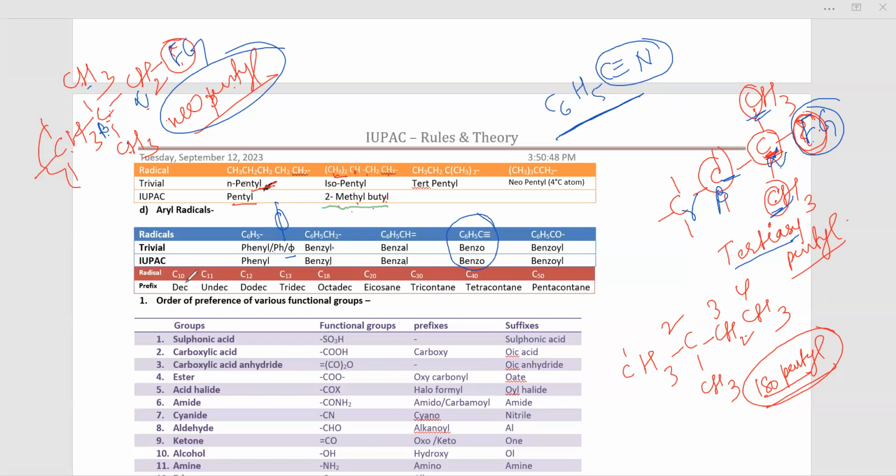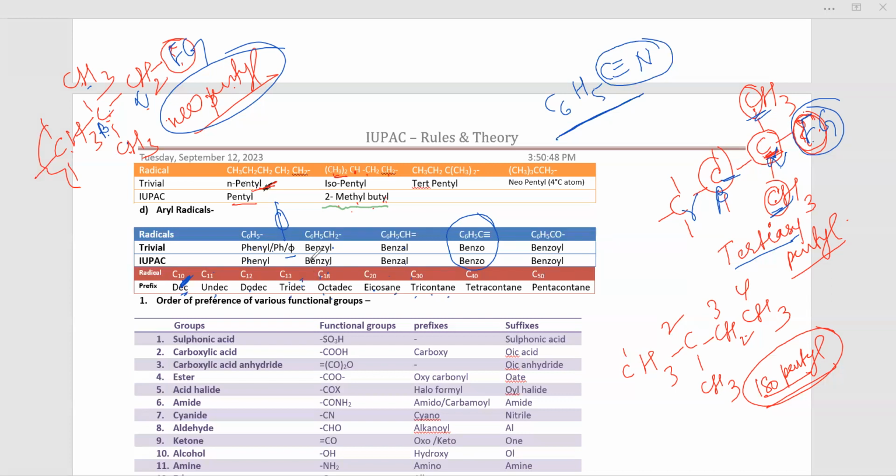Okay. See, if the number of carbon atoms in any compound is 1, it is meth. If 2, eth, prop, but, pent, hex, hept, oct, non, dec. For 10, it is dec. For 11, it is undec. Dodec, tridec, tetradec, pentadec, hexadec, heptadec, octadec. For 20, it is icosane. For 30, it is triacontane. For 40, it is tetracontane. And C50, it is pentacontane. That much they won't be asking us, but still we should know this all.